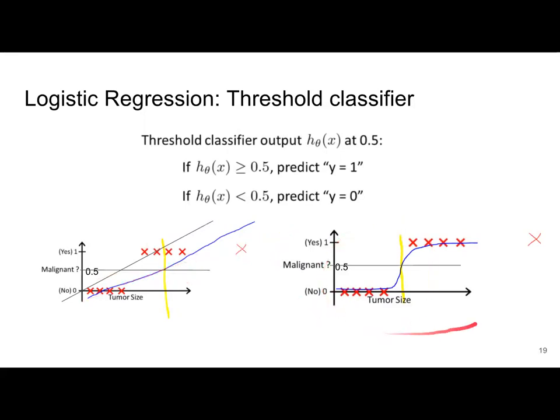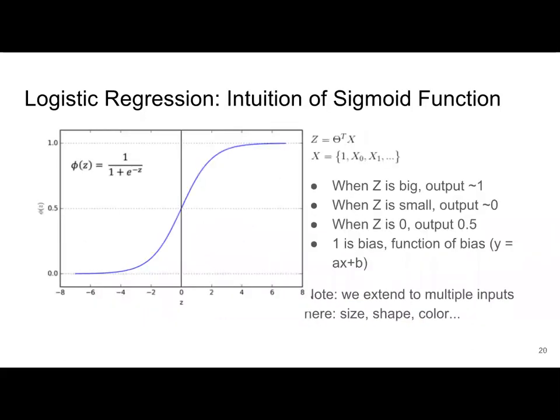A different model we can take is a function which outputs something like this. You can see that if there's an outlier, the function stays the same. If you take a decision point at 0.5, the yellow line actually doesn't change much, and you will still do the right classification. So what is this function?